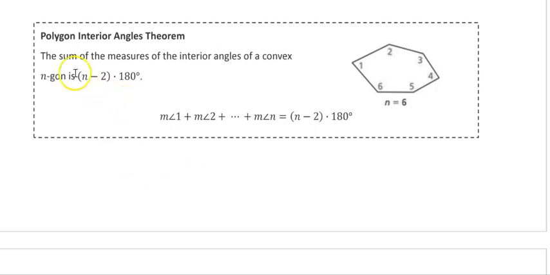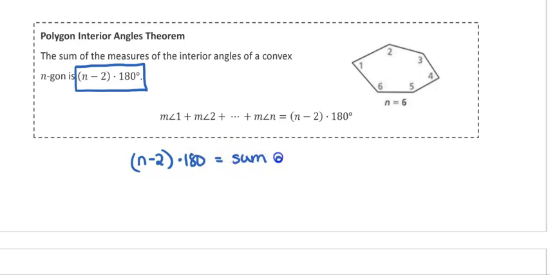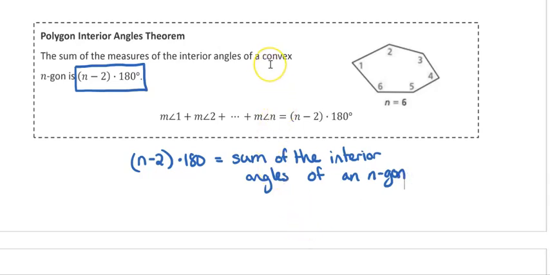All right, so today we're learning the polygon interior angles theorem. This is the polygon interior angles theorem right here. This n minus 2 in parentheses times 180 degrees. What this formula says, or what it finds you, is the sum of the interior angles, interior means inside, of a polygon with n sides. So I'm going to call that an n-gon. So it must be a convex n-gon.